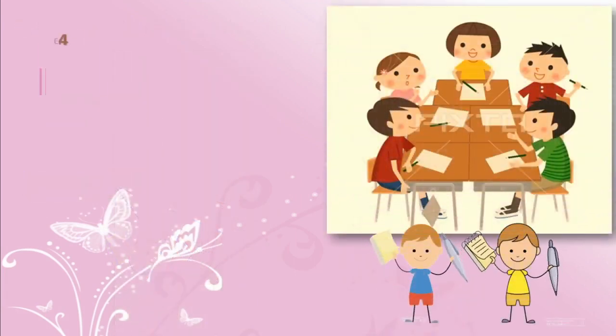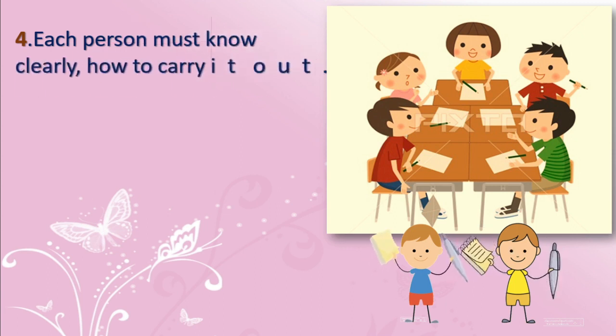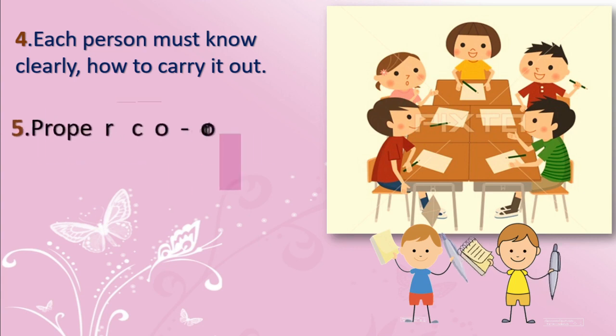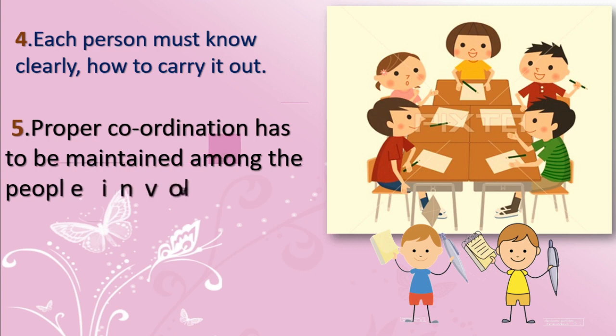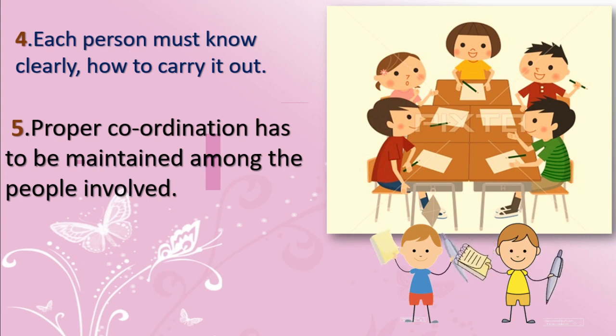Now, fourth step? Each person must know clearly how to carry it out. They decided and they know now what to do, what is their part in the project. Proper coordination has to be maintained among the people involved. These 7 children know their work and they start coordinating with each other. They collected the pictures and the materials. And the monitor went through each and every material. They went out and brought some chart papers, gum, scissors and color papers, etc. Whatever is needed for the project. They decided and started to do the project. And these 2 students started to draw for the project. And these 2 students started to write for the project.